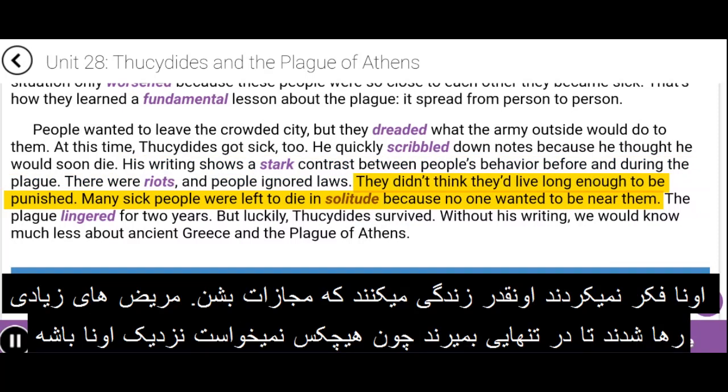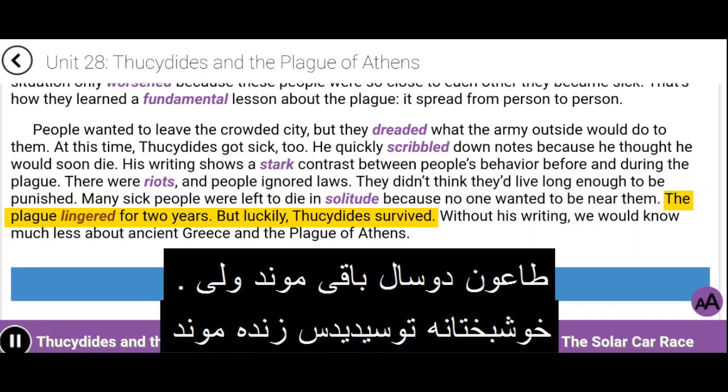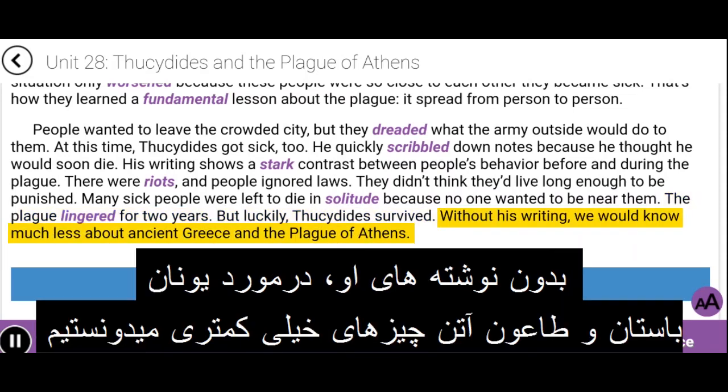Many sick people were left to die in solitude because no one wanted to be near them. The plague lingered for 2 years, but luckily, Thucydides survived. Without his writing, we would know much less about ancient Greece and the Plague of Athens.